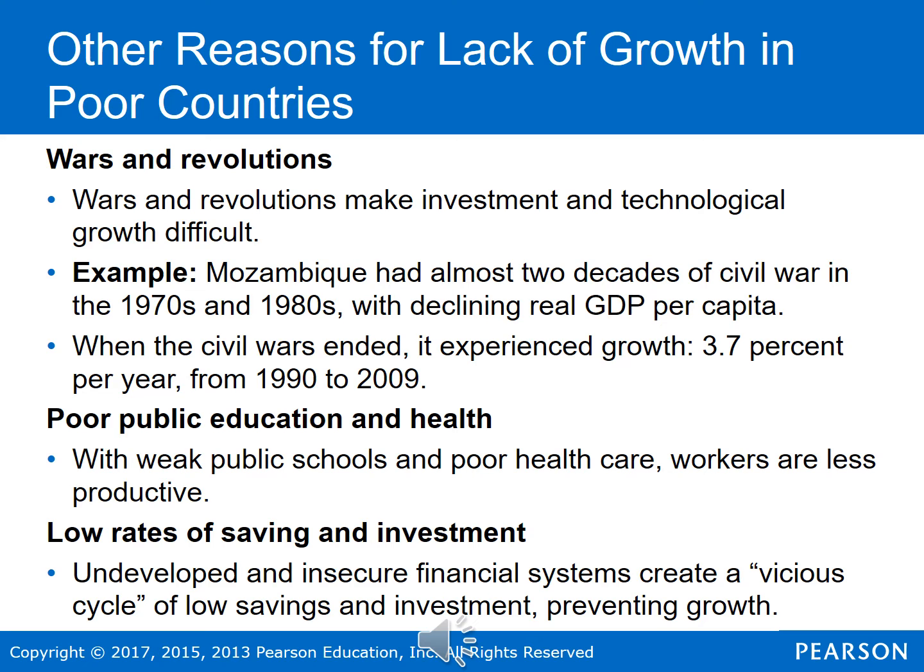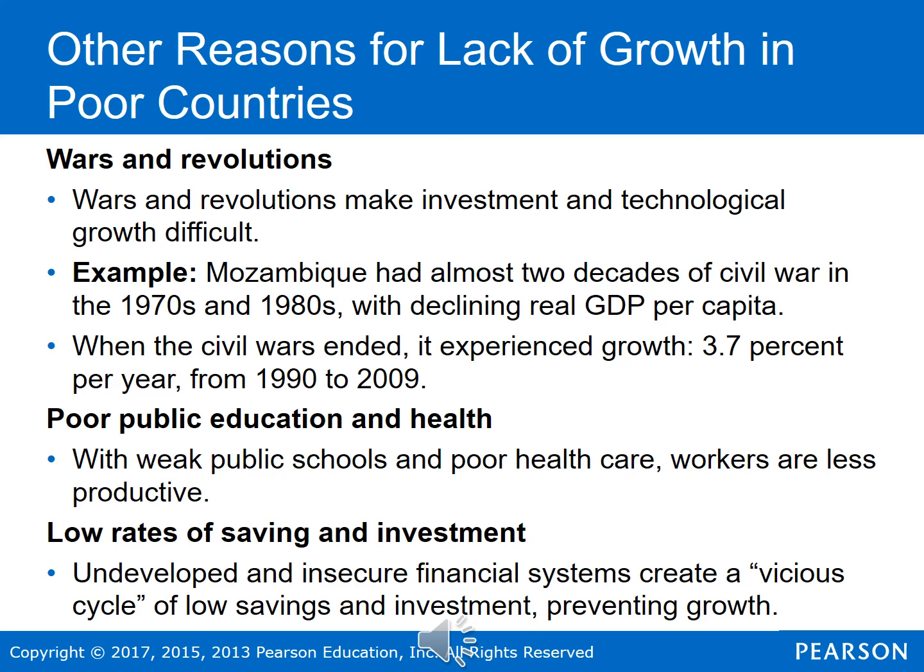So for example, Mozambique had almost 2 decades of civil war in the 70s and the 80s, and they ended up with declining real GDP per capita. When the civil wars ended, it experienced renewed growth, 3.7% per year, from 1990 to 2019. So these are fairly large increases in living standards in almost 2 decades after the end of the civil war.